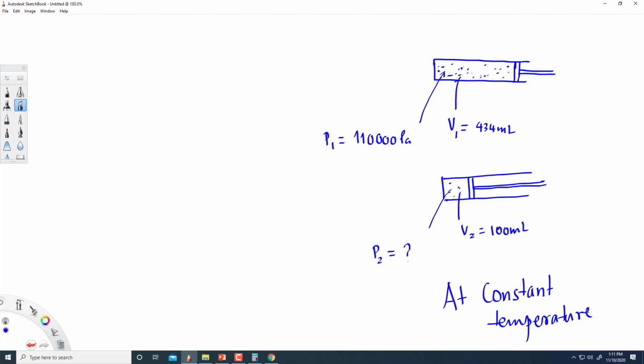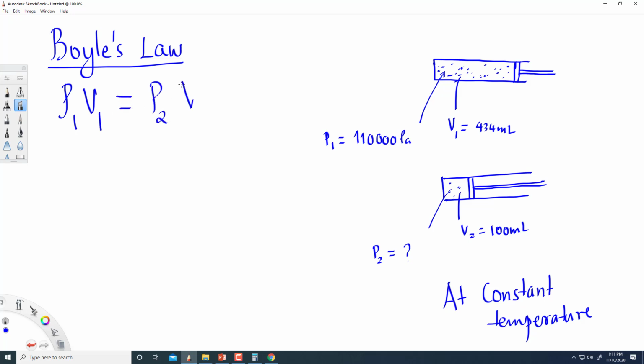Yeah. So we use Boyle's law. Which gives us this formula: P1 times V1 is equal to P2 times V2. We want to find P2. P1 is 110000 Pascal. V1 is 434 milliliters. P2 is unknown. V2 is 100 milliliters.